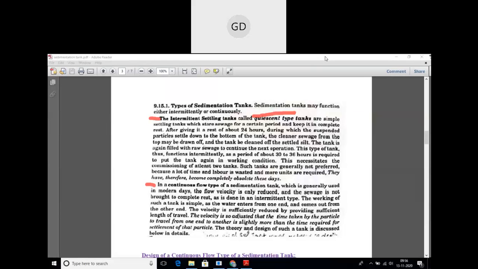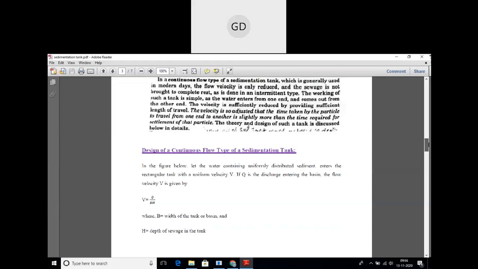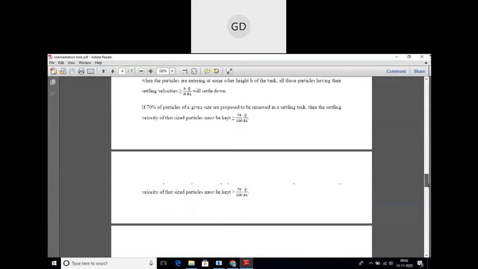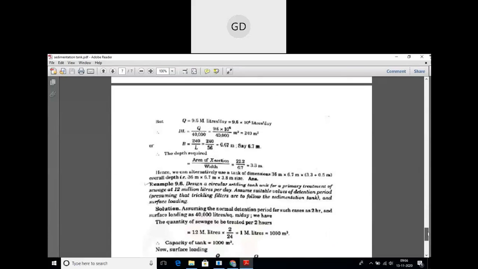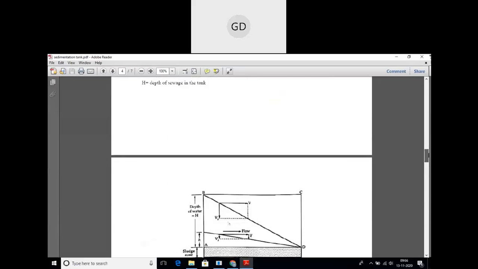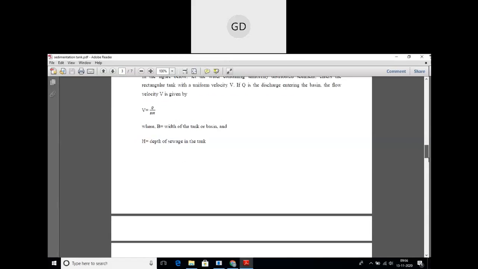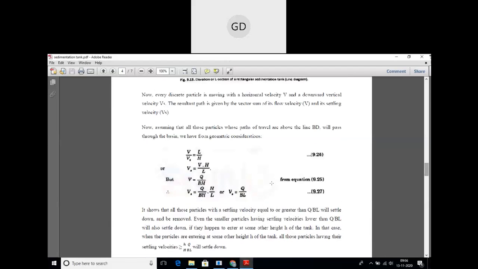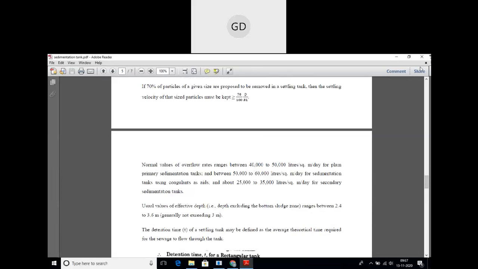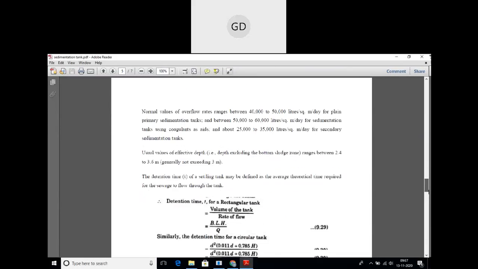Okay, so now next let us see what is there. So this is a design. Now we will be solving one design problem. But for that, you need to know certain formulas. You have to remember certain formulas, like the formula for V. Then again, you have to remember the settling velocity formula. All these things you have to remember, and certain conditions are also given.